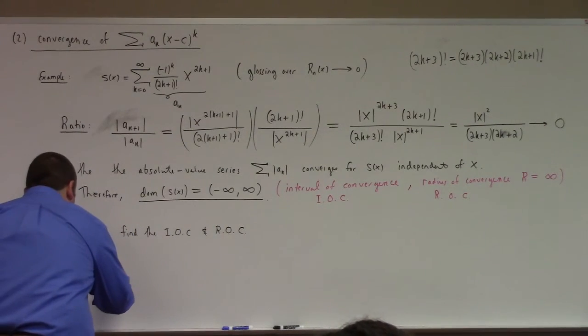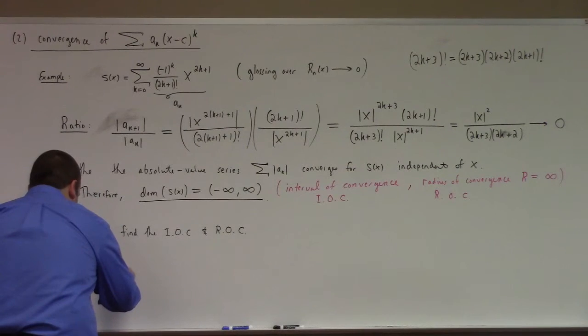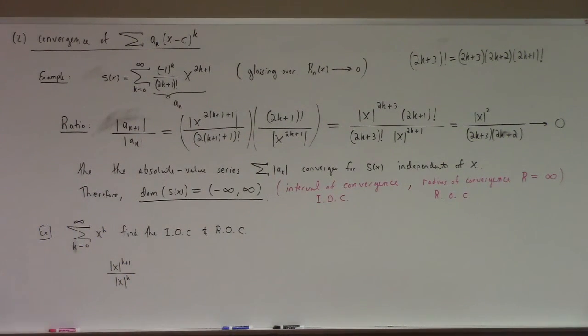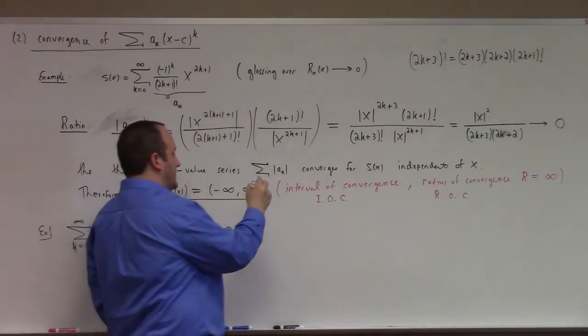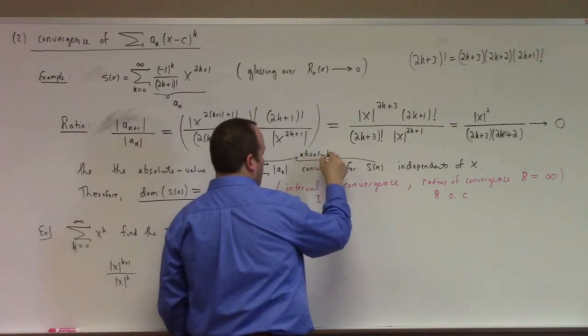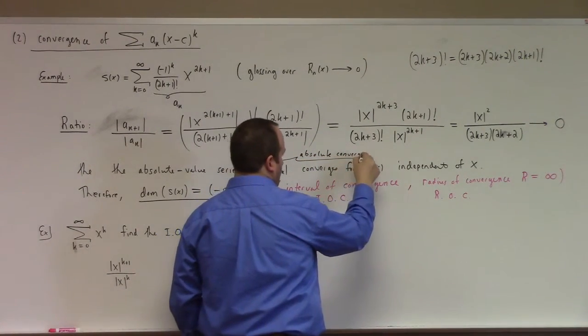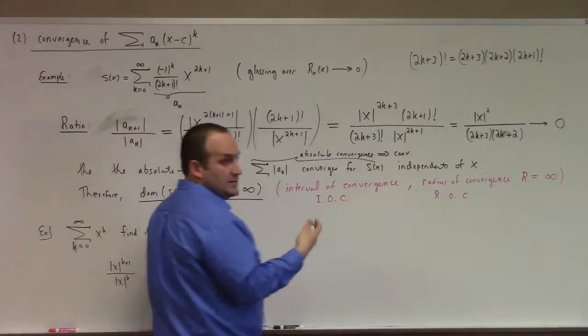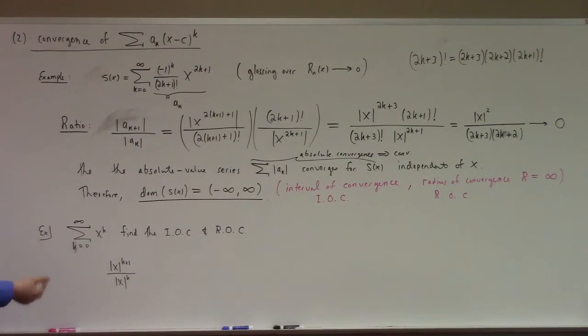So what do we do? We look at the ratio of absolute value of x to the k plus 1 over absolute value of x to the k, right? By the way, what was I using up here? This actually tells me absolute convergence, right? I'm using the result, absolute convergence implies convergence, right? I should mention that. And I'm going to do that again here.